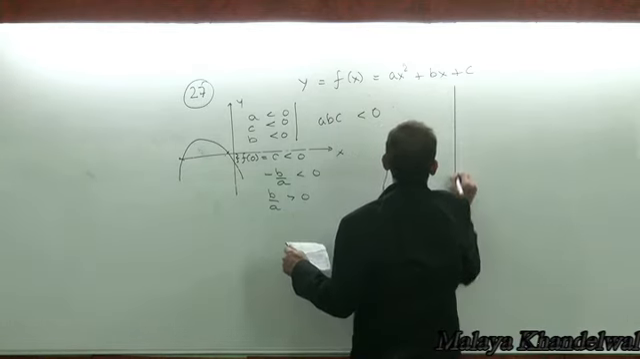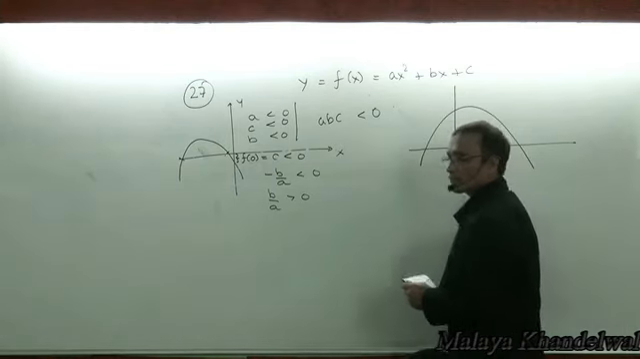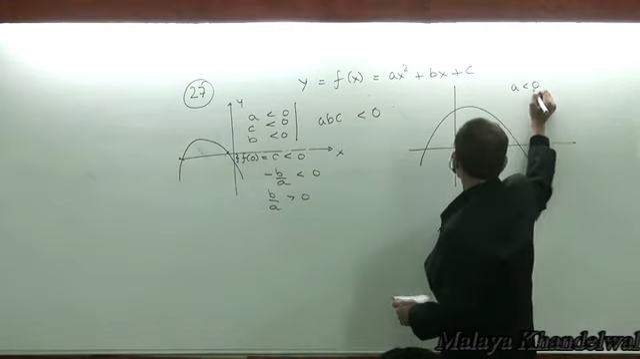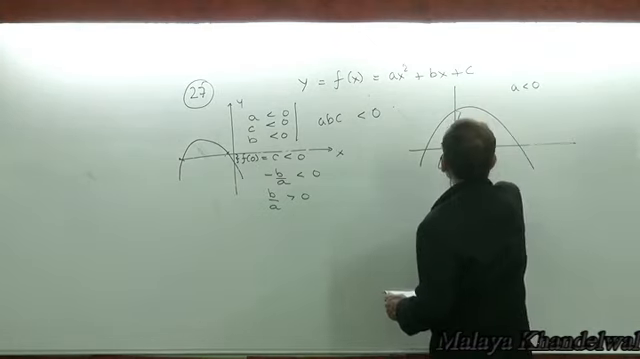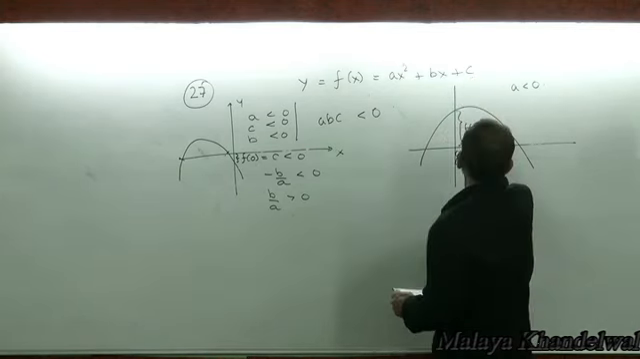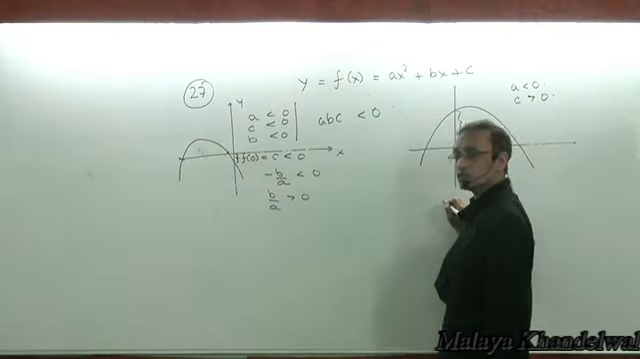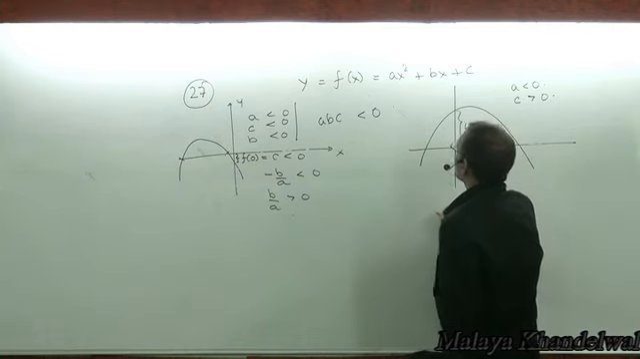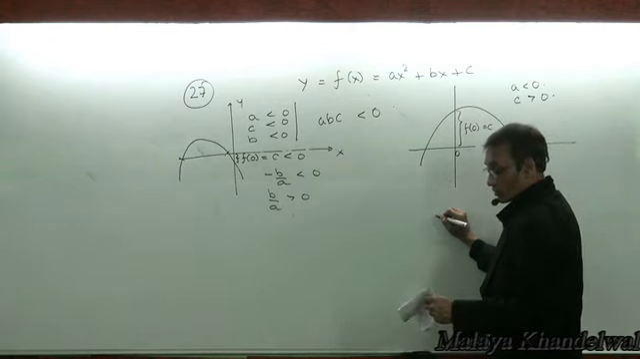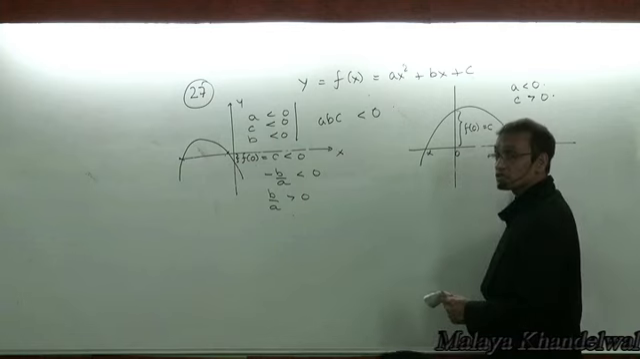Option B. A is less than 0, isn't it? This is F0, value of the function at x equal to 0. F0, which is C. C is very clearly greater than 0. Right? Now, what about sum of the roots? This is alpha, this is beta.